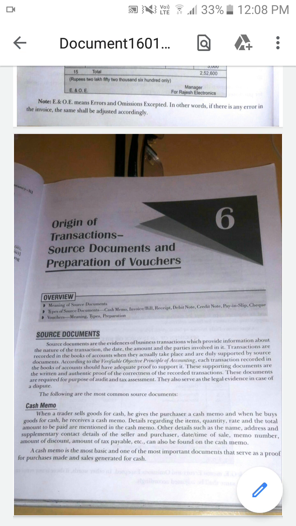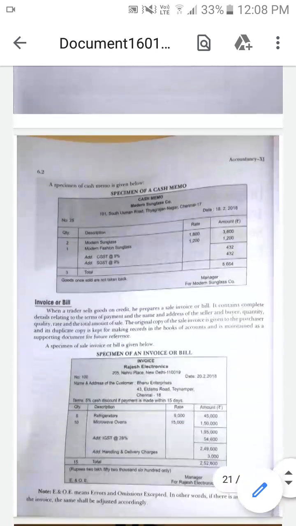See that specimen copy of a cash memo. Modern Sunglass Company is the name of the company, and the address is there. On this side, number 24 indicates the memo number. On this side are the date, quantity and description. The description is modern sunglass, quantity 2. The rate is per unit, so 1800 is for one quantity. They purchased 2.